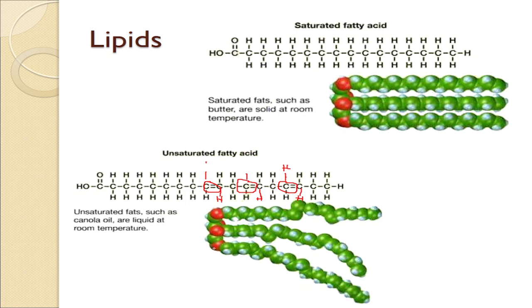Basically, if you look at the two structures, they are almost identical, but there is a difference. The only difference is that there is a double bond right here, and this one lacks 6 hydrogen atoms. Unsaturated fats such as canola oil are liquid at room temperature.